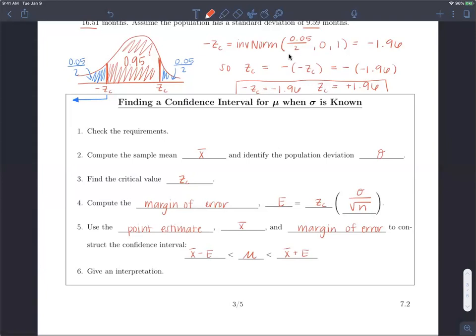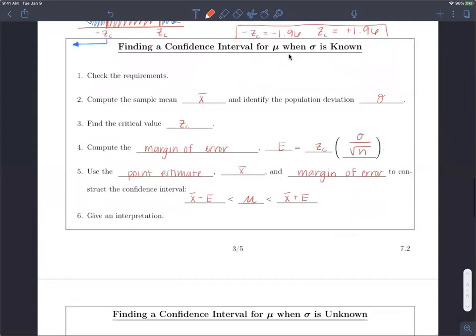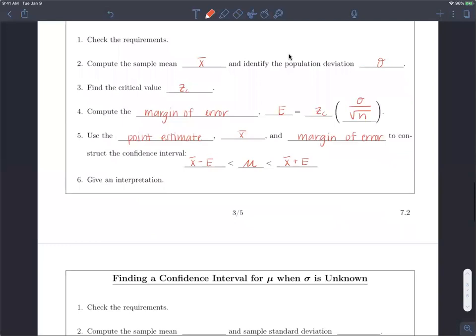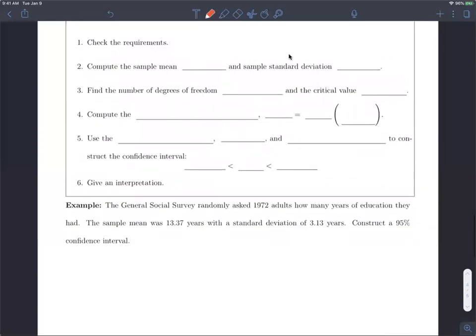So now that we have all the pieces to actually solve a confidence interval, if we go and look at these examples, are you guys okay with me scrolling, or did I go a little too fast? I feel like I went kind of fast. You can scroll. Okay.